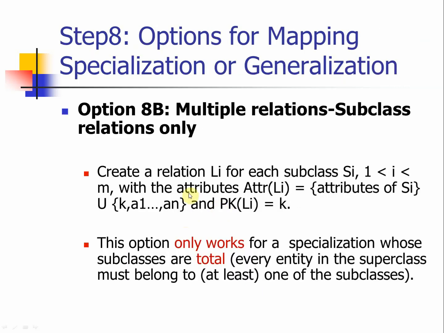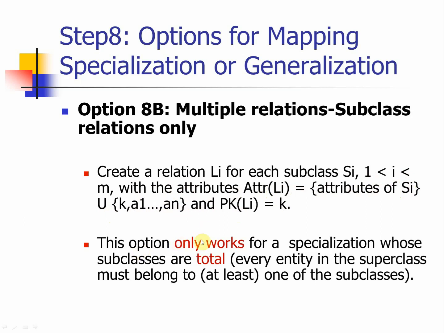To create this in a formal way, create a relation Li for every subclass Si, with the attributes of Li equal to all of the attributes coming from the superclass union the local attributes, and the primary key is the superclass primary key. However, there is one limitation here.